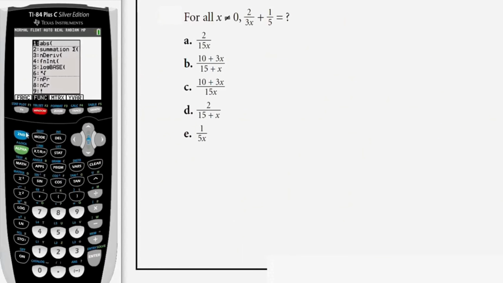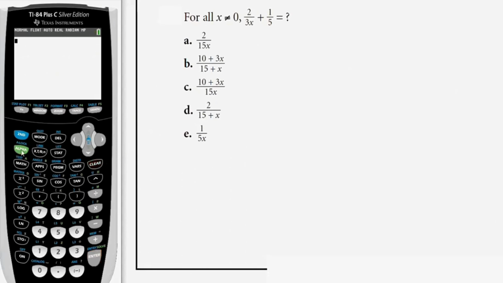Okay, so we have 2 over 15 plus x, that's 2 over 17. No, it can't be this. We got 8 over 15. So let's check option C.